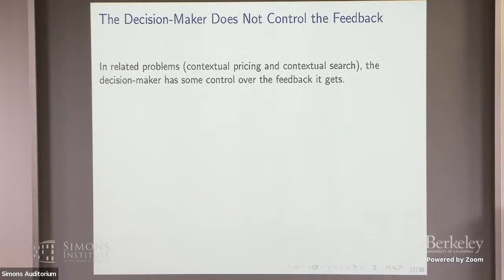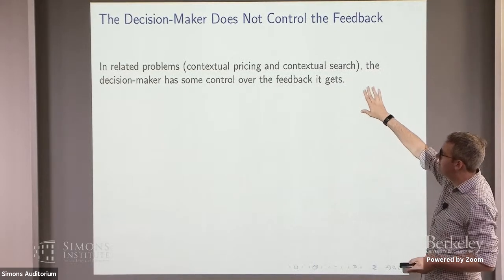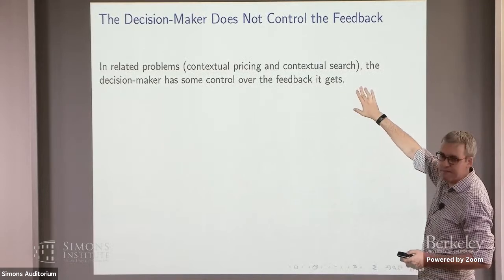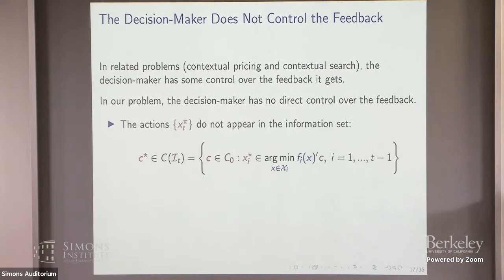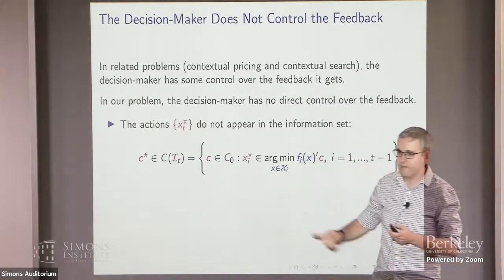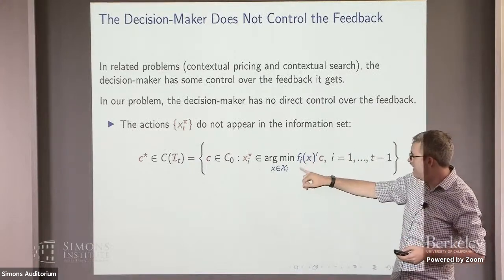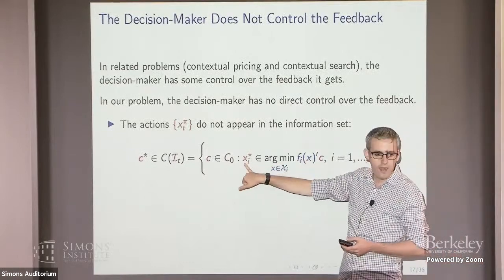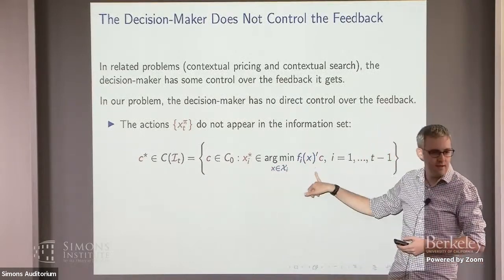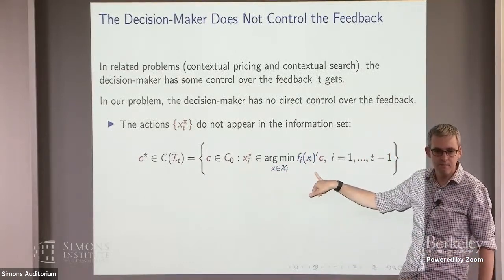So when we try to look at this problem, our first approach is to use the techniques from the previous work that we did in contextual pricing, contextual search. But the first thing you start to realize is that you have very little control over the feedback. Look at the problem here. This is your information set, and look what shows up in it: the feasible set, the context function, and the optimal action. But your own actions, the things you've chosen, don't show up here.